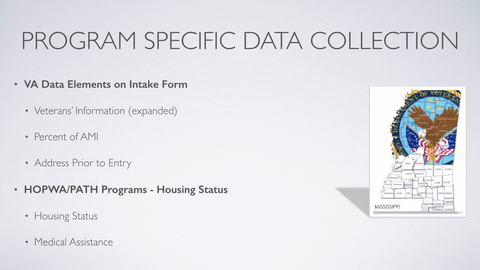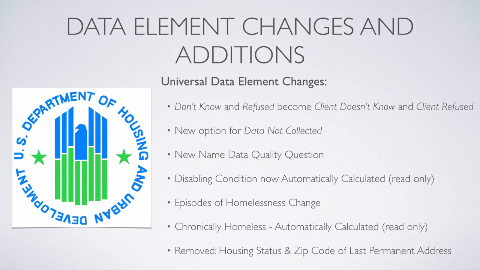Also, HOPWA and PATH programs, they have program-specific data collection as well. They will be the only programs in HMIS that allow for a housing status field that should be collected. Every other program, that field is going to disappear. They also ask for medical assistance because both of these programs deal with either persons living with HIV or AIDS or persons dealing with mental health issues. It now asks the question of whether or not they're actually getting any kind of medical assistance for the illnesses that they're dealing with.